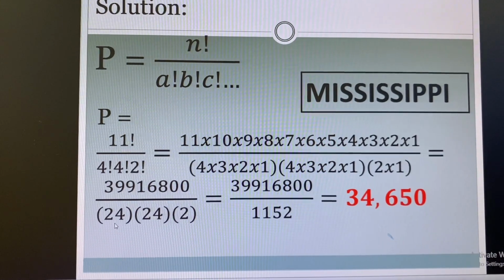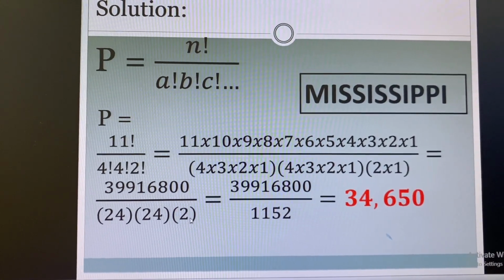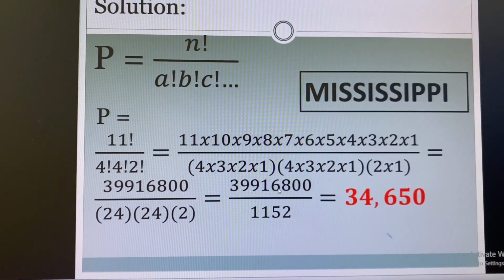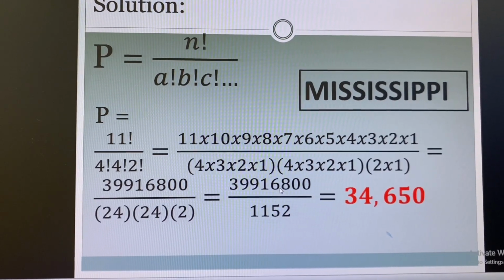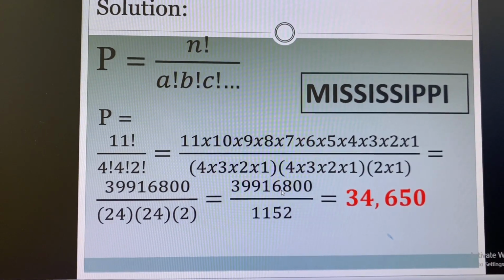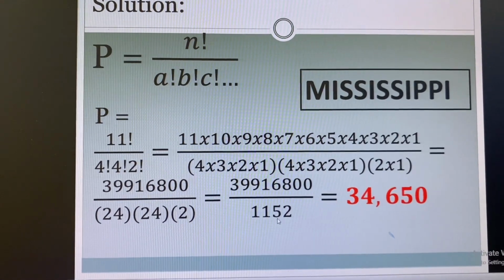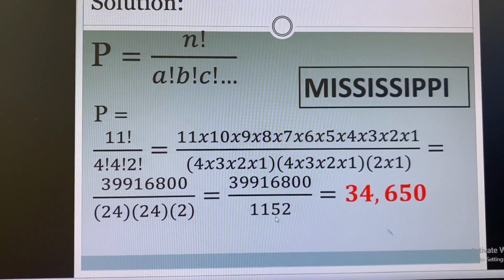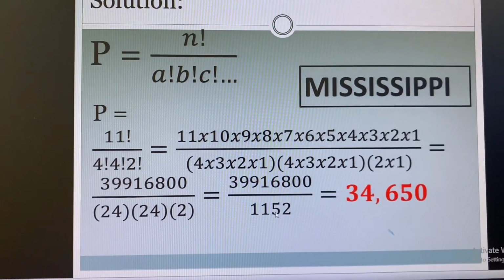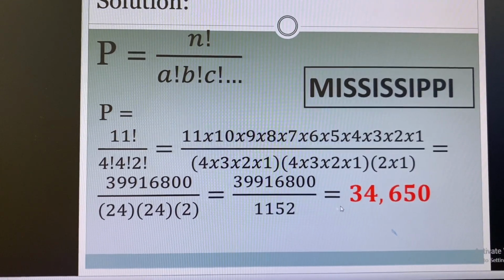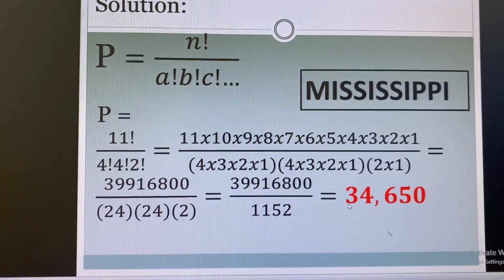So the answer now is 39,916,800 divided by 24 times 24 times 2. Then we have 39,916,800 divided by 1,152. Then the final answer here will be 34,650.